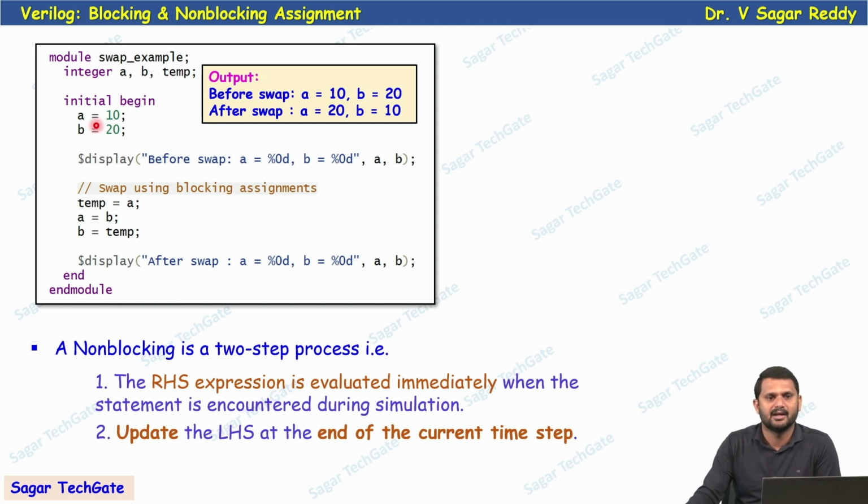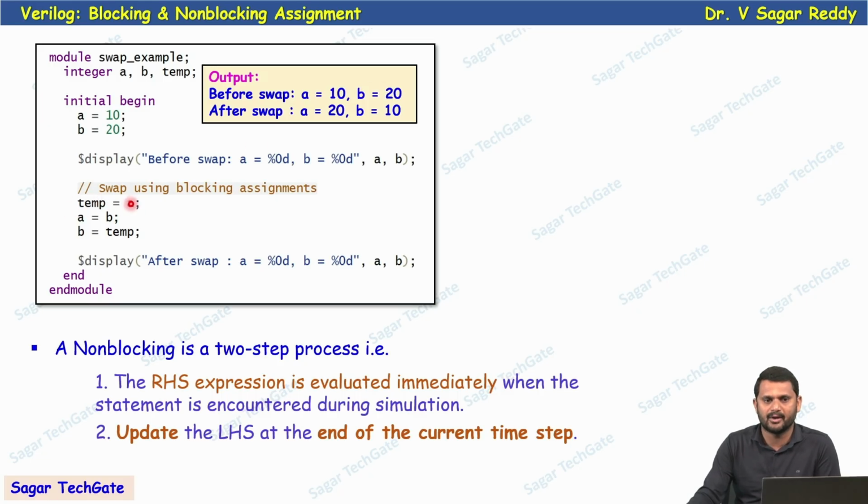So in the initial begin, a equal 10, b equal 20. Just I'm displaying before swapping. So what is the a, b value? So now what is the output? Before swapping, I get a equal 10, b equal 20. So it is a sequential statement. One by one will execute. First a equal 10 and b equal 20 executed, then display statement, then it displays before swap a equal 10, b equal 20.